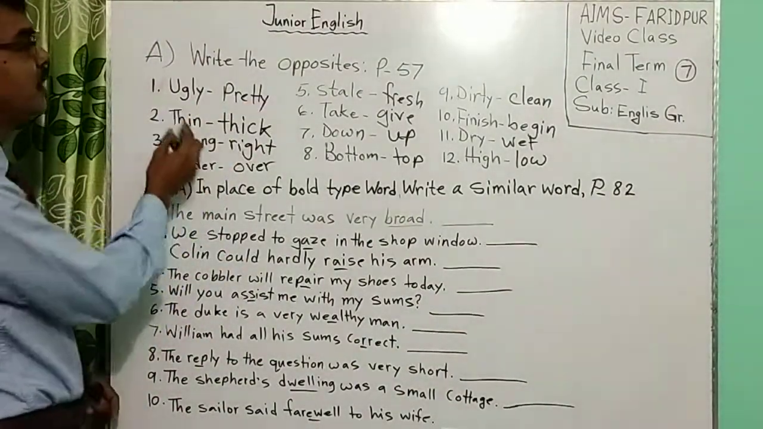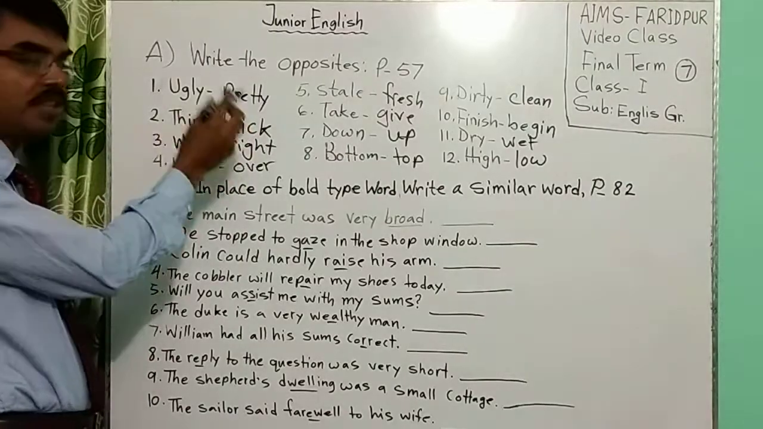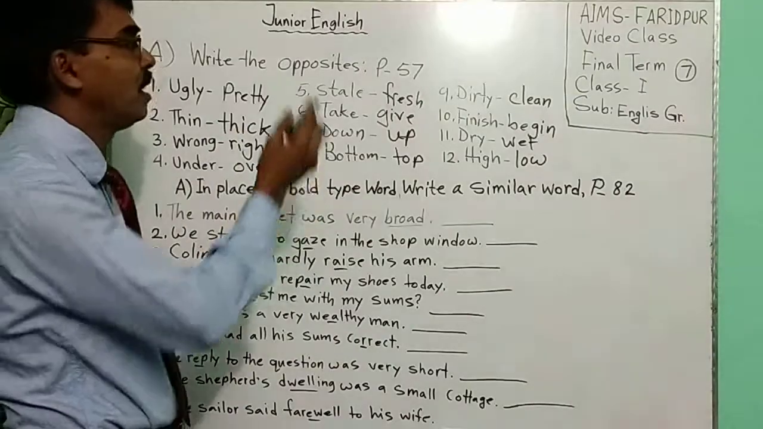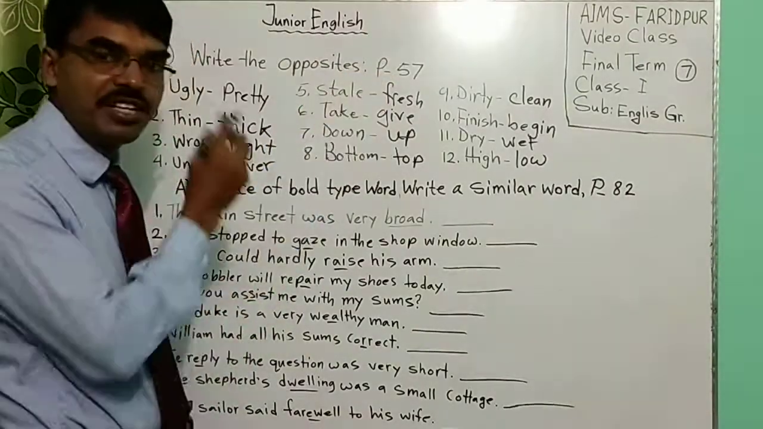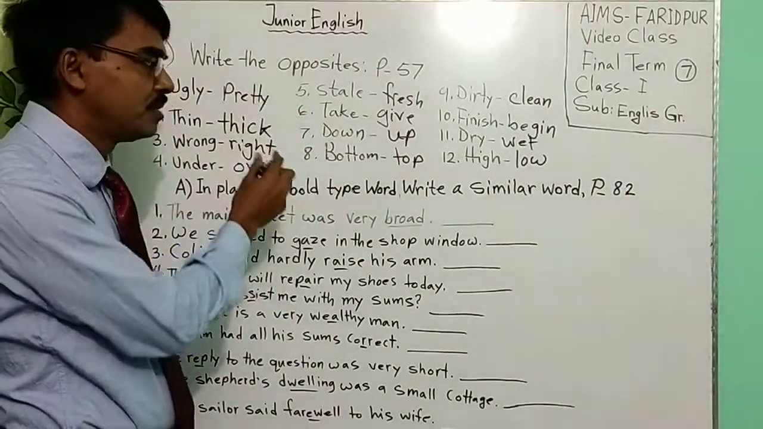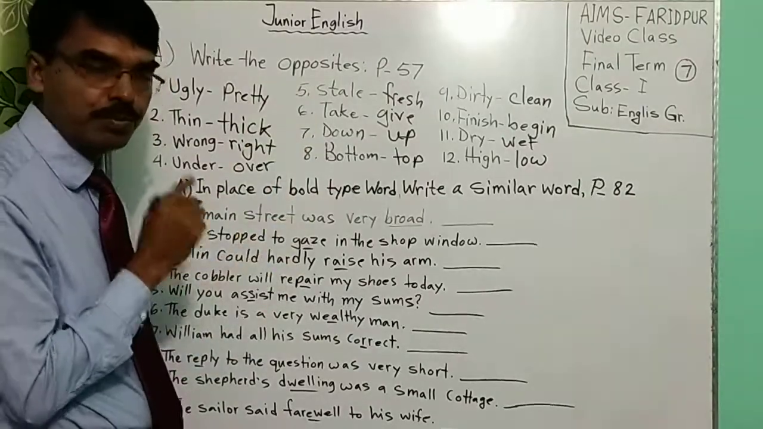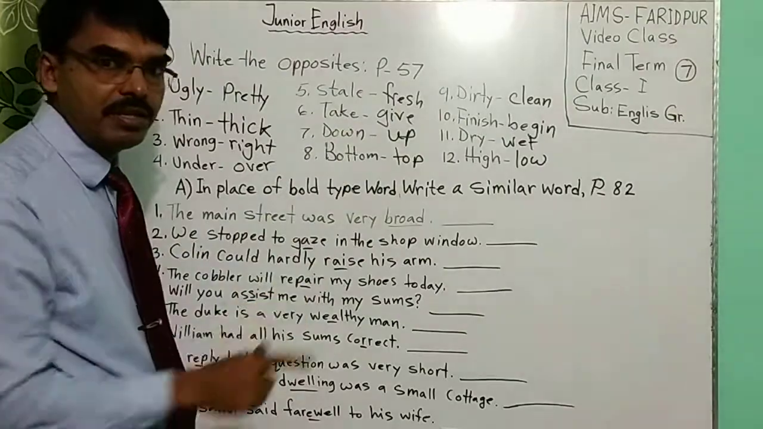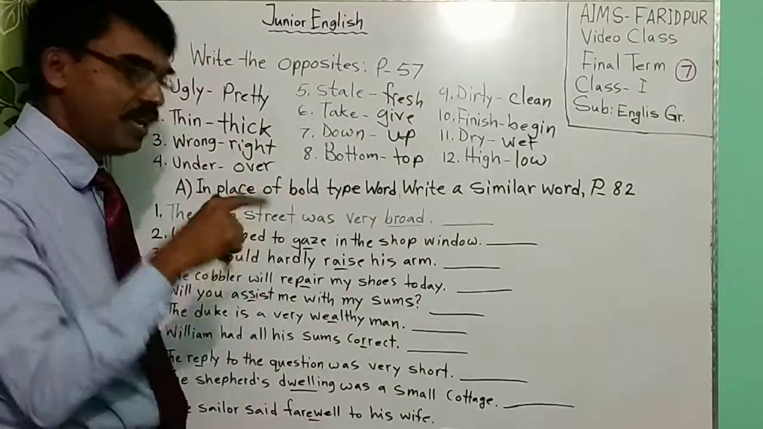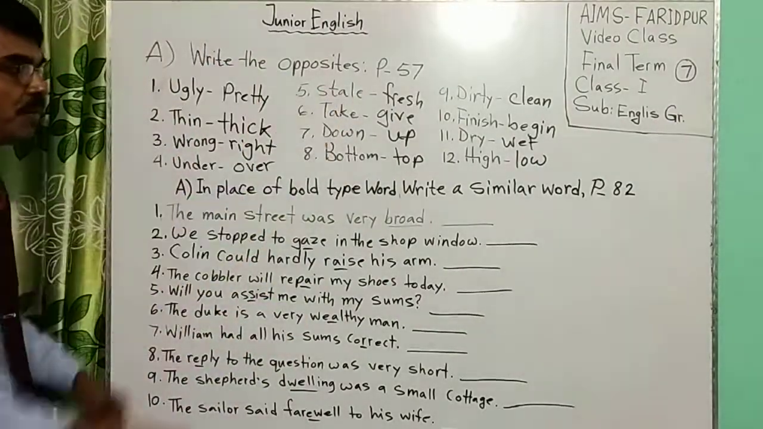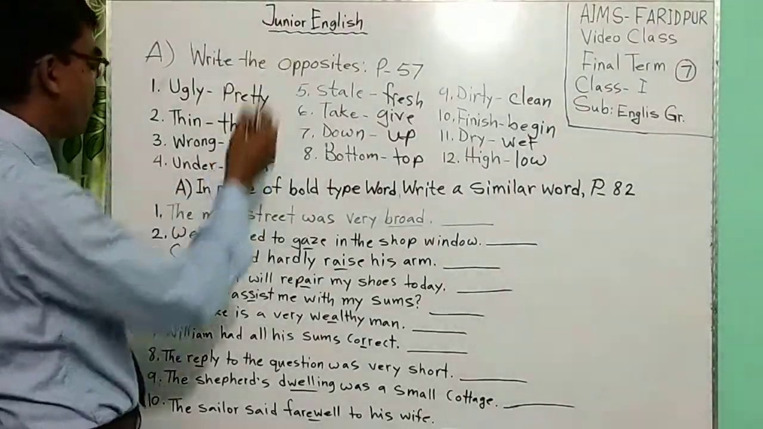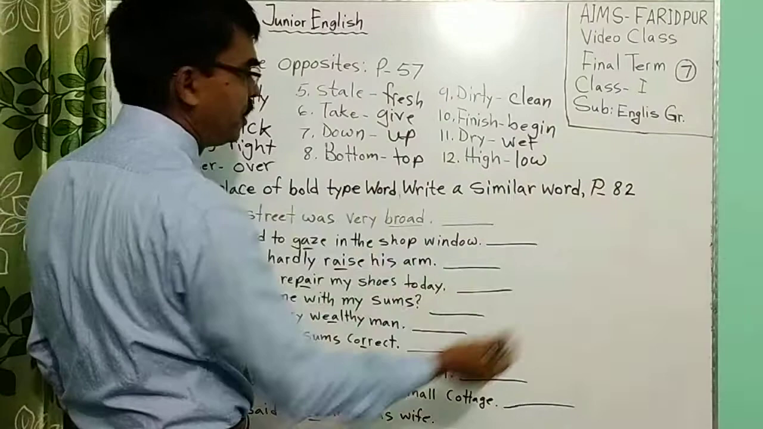Okay, so once again we can repeat. Opposite: ugly, pretty, thin, thick, wrong, right, under, over. Then still, fresh, take, give. Then down, up, bottom, top. Then dirty, clean, finish, begin, dry, wet, high, low. Okay, first section completed. So let us go to the second section of the same book, page number 82.